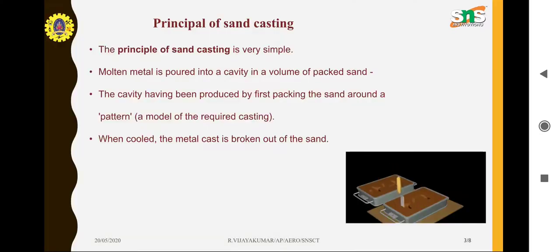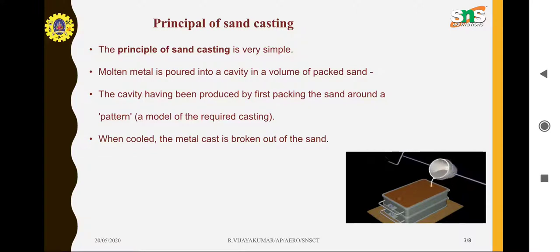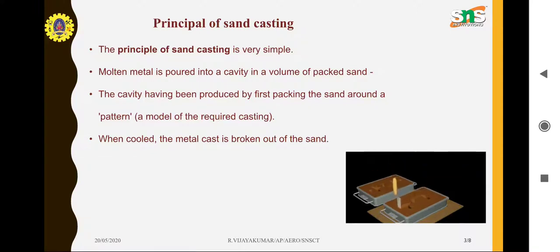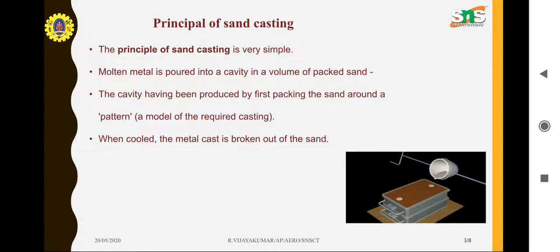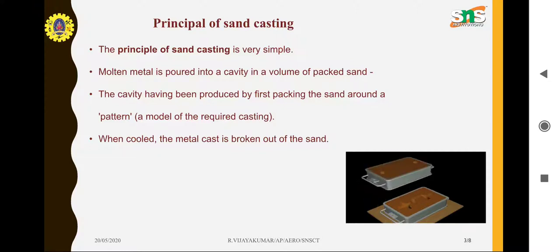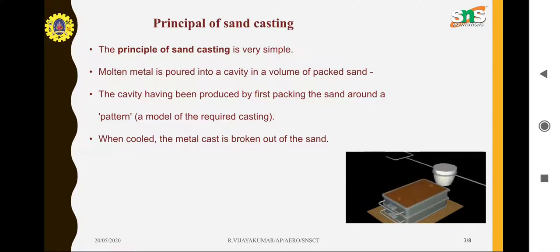Next, we are going to discuss the principle of sand casting. Commonly, whether it is sand casting or die casting, there are common terminologies and principles we use in a casting process irrespective of the method. The first is preparing a mold and preparing a molten metal. The next is to introduce the molten metal into the mold, and after solidification, we remove the casting from the mold by breaking or removing the mold.